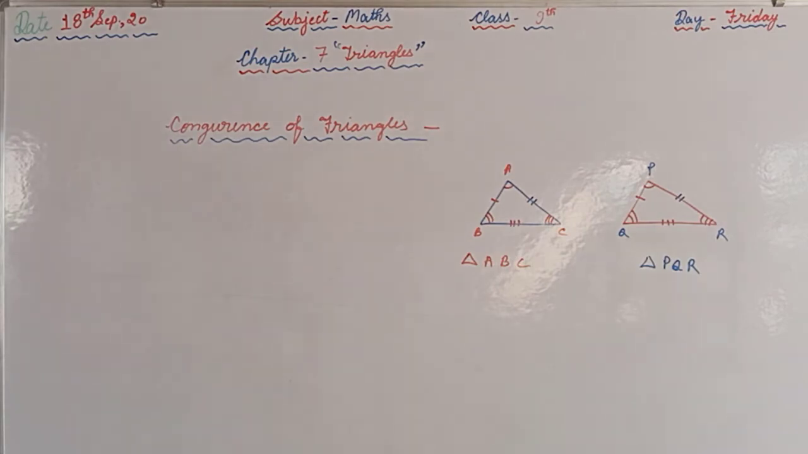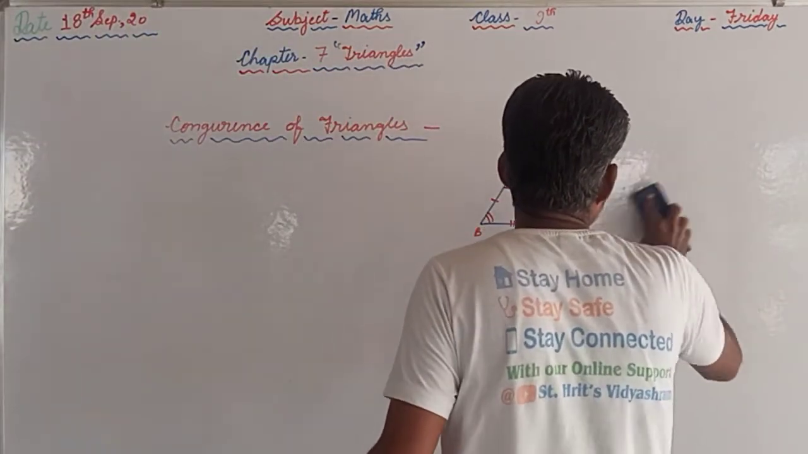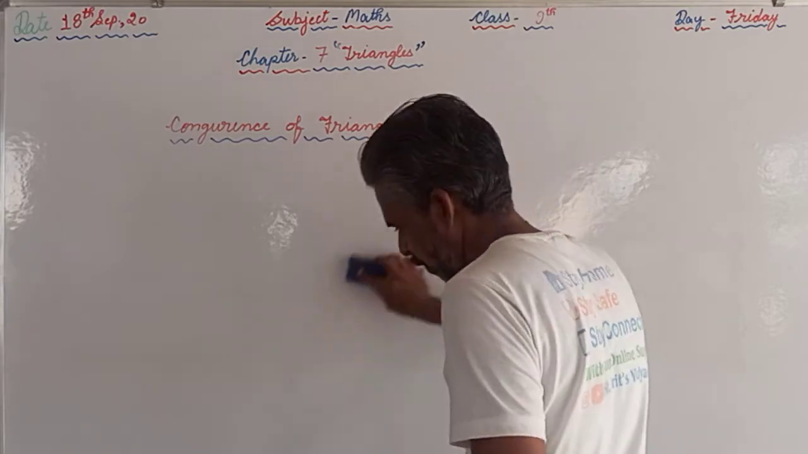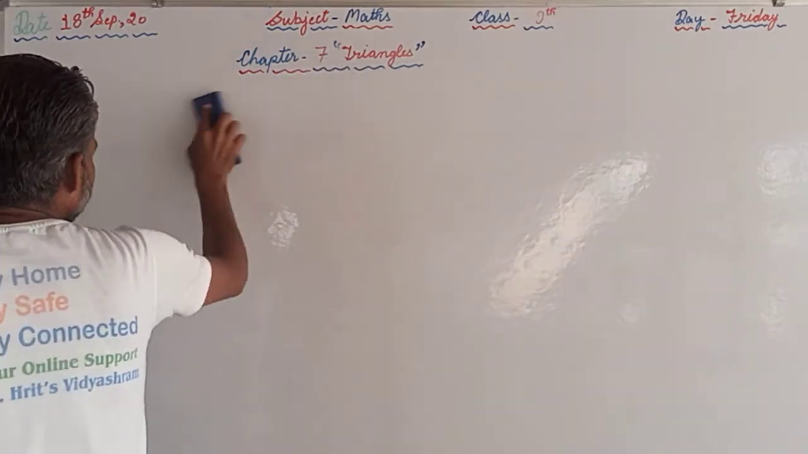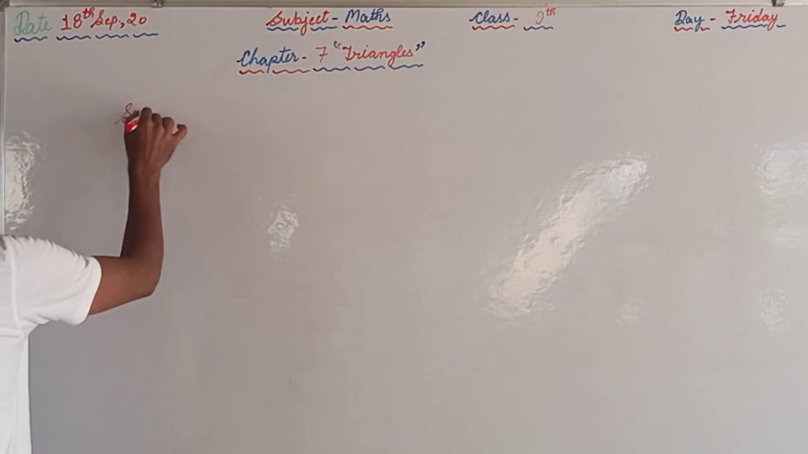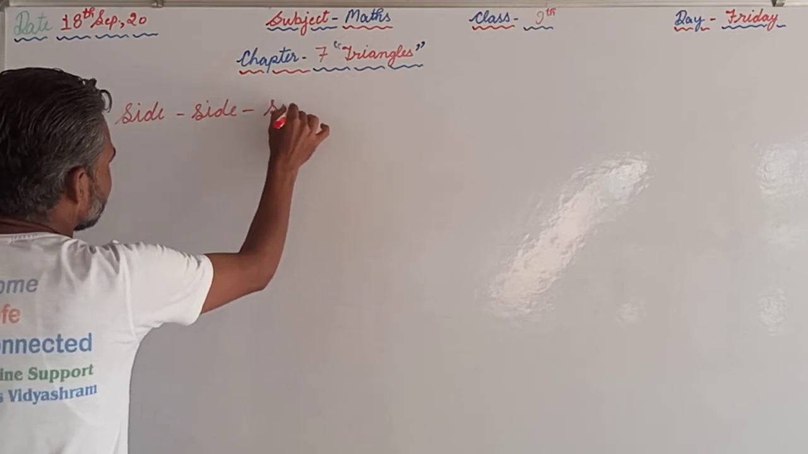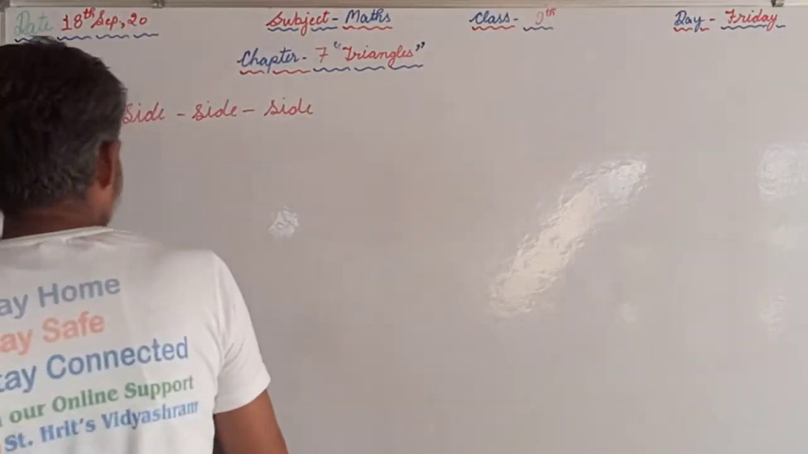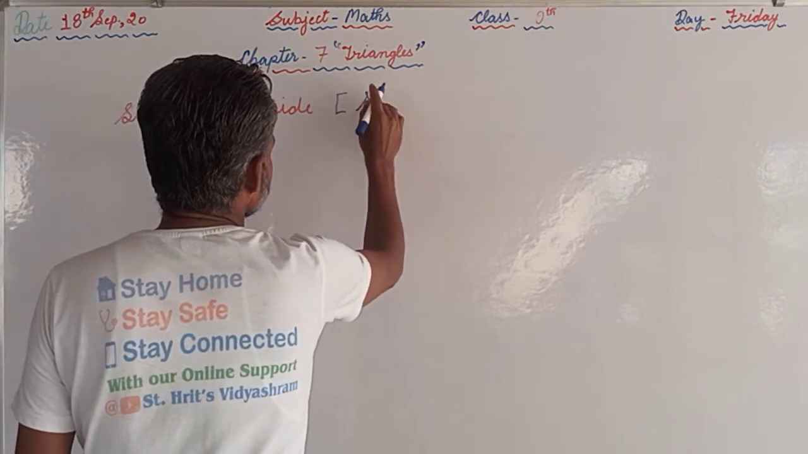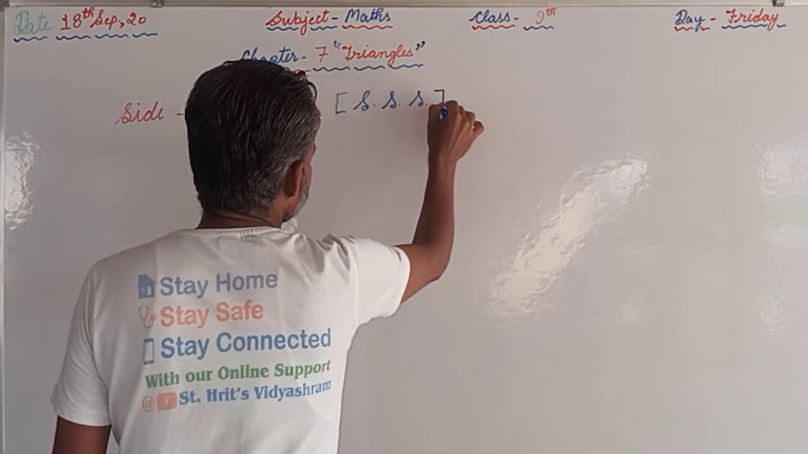At the same time, we are now supposed to discuss the criteria for congruency. The first one is the side, side, side criteria, and in short, this can be represented as the SSS criteria.